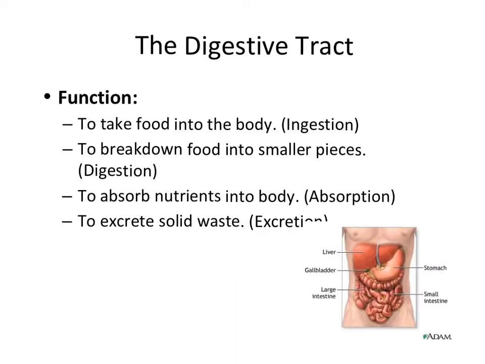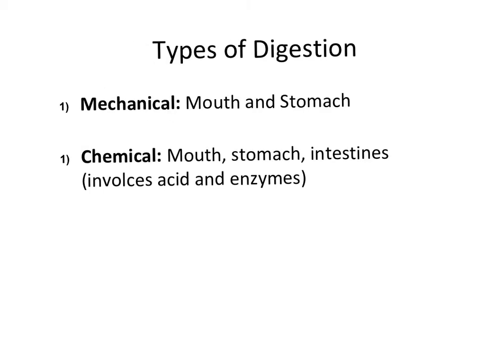There are 4 phases. The first is ingestion, where food is taken into the body. The next is digestion, that begins in the mouth and is basically where food is broken into smaller pieces. Then we have absorption, where the nutrients are actually absorbed into various parts of the body. And finally, excretion, where solid waste is removed from the body.